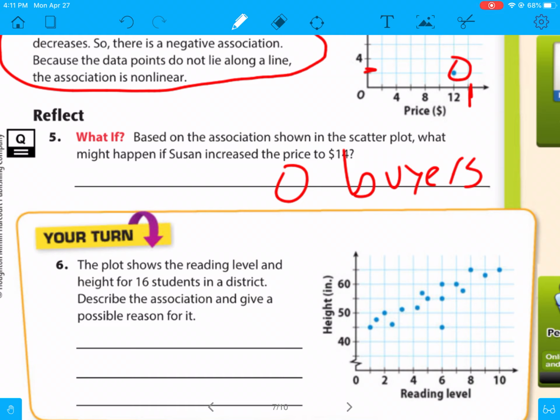So you're probably in maybe kindergarten at that time. And then 60 inches is about 5 foot. So you might be roughly in middle school at that time. So hopefully your reading level from kindergarten to middle school has gone up. So I would say it's got a positive association.